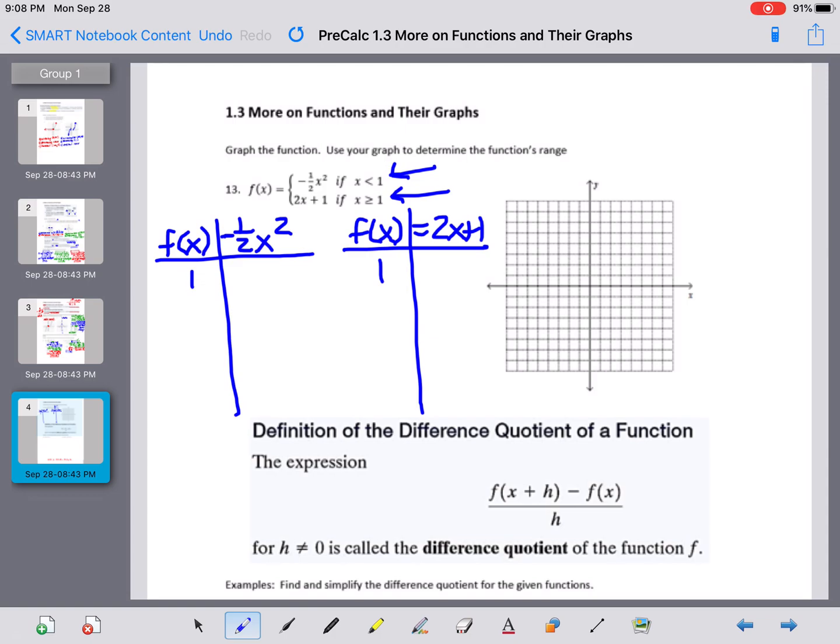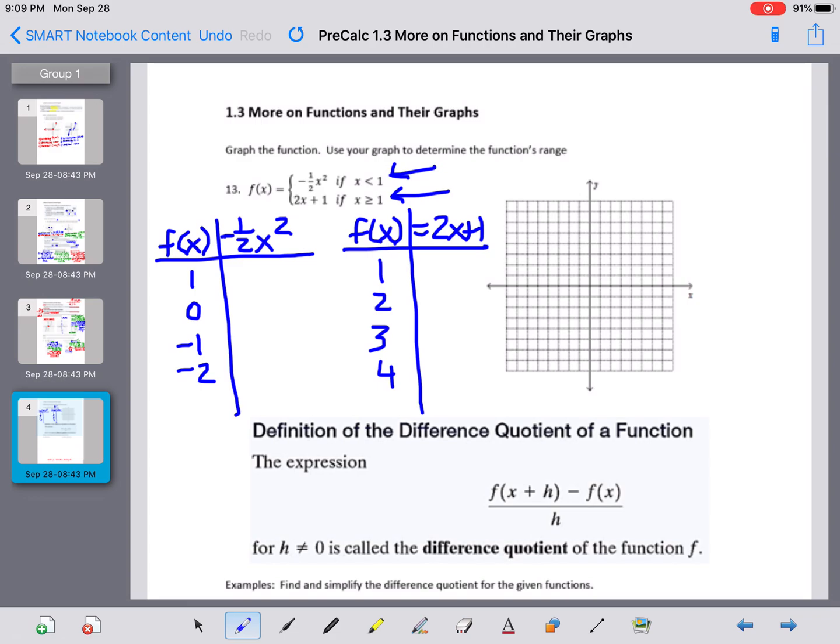Okay, on the left with the negative 1/2 x squared, I need to go smaller than 1. So I'm going to go 1, 0, negative 1, negative 2. Okay, I'm going smaller. On the other one, because it's x is greater than or equal to 1, I'm going to go bigger than 1. 1, 2, 3, 4. But we want to use that same value on both of them, okay?